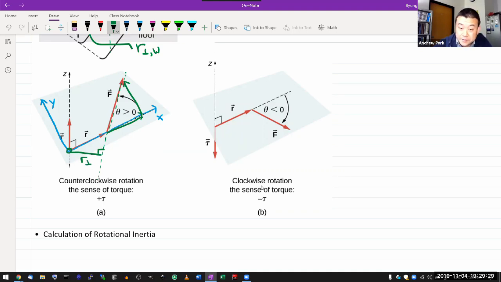And similarly here, I extend this force vector into a line. Then I can see, starting from this axis of rotation, I can drop down a perpendicular line segment here. Okay, I think that's all the illustrations of locating the lever arm.